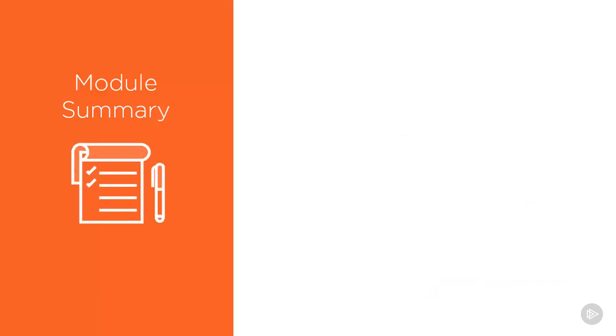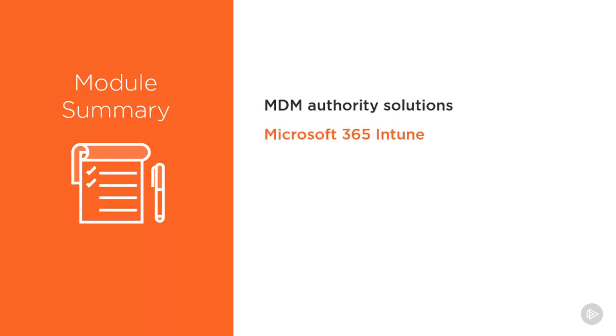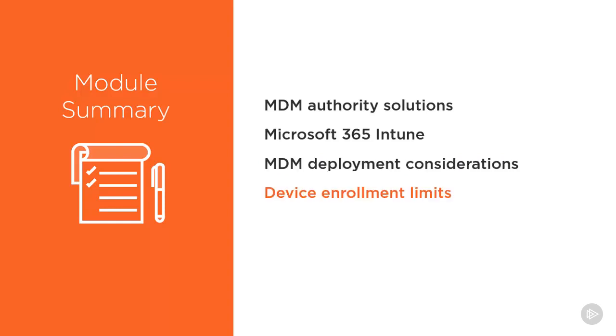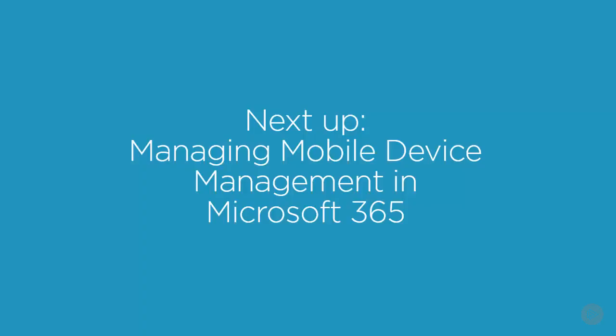So in this module, we looked at 4 primary topics. The MDM authority solutions. We had 4 of those that we can choose to use to manage MDM. We drilled into more detail around Microsoft 365 Intune. We talked about MDM deployment, specifically some of the considerations that we need to think about prior to completing the MDM deployment. And then we talked about how we can restrict what our users can do with their devices by implementing what are called device enrollment limits. Next up, we're going to roll up our sleeves and take a look at managing mobile device management in Microsoft 365.